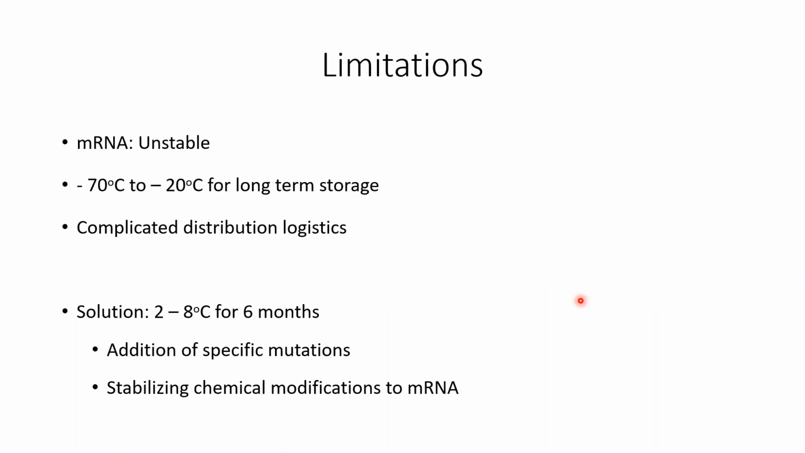The limitation of the mRNA vaccines is that they are extremely unstable. A minus 70 degrees to a minus 20 degrees Celsius temperature has to be maintained for their long-term storage. And as a result, they have a complicated distribution logistic. The solution is to keep them at 2 to 8 degrees Celsius for 6 months. We have to add either specific mutations in the mRNA or some stabilizing chemical modifications might have to be done to the mRNA.